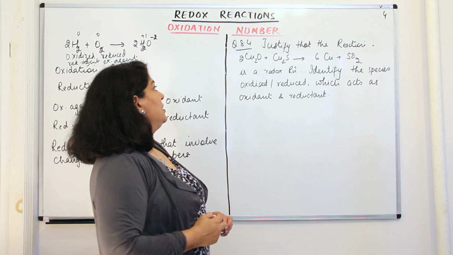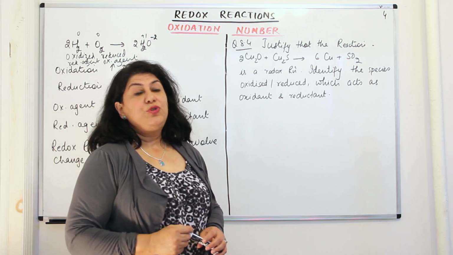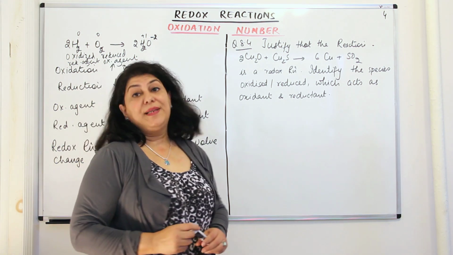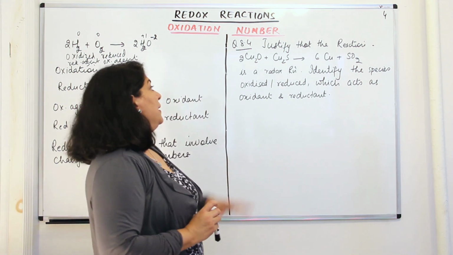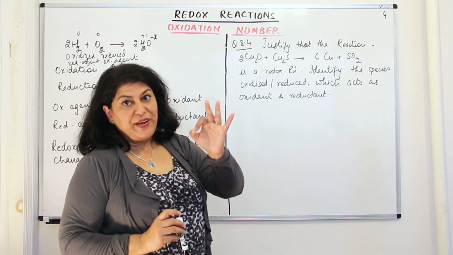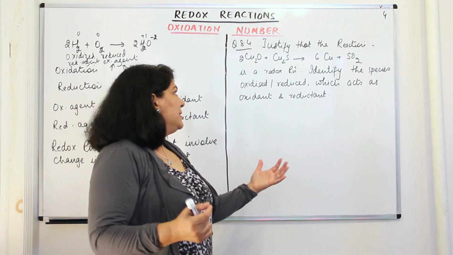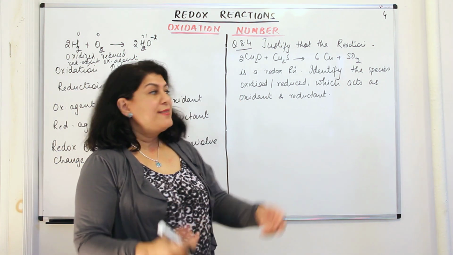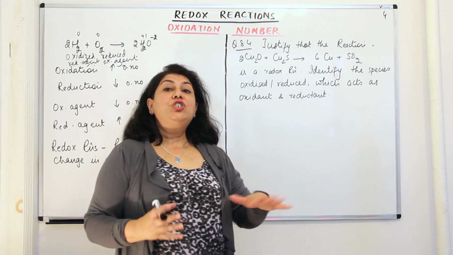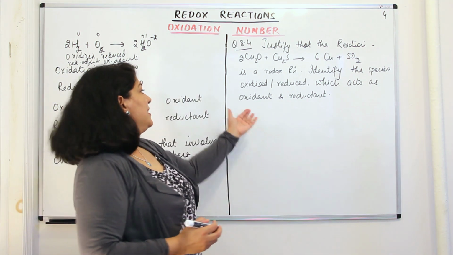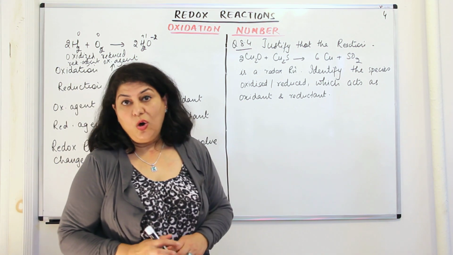Justify that the reaction 2Cu2O plus Cu2S gives you 6Cu plus SO2. That is the reaction. It is a redox reaction. You have to justify that this is a redox reaction. Identify the species that got oxidized, the species that got reduced, and which species acts as the reductant and which species acts as the oxidant.